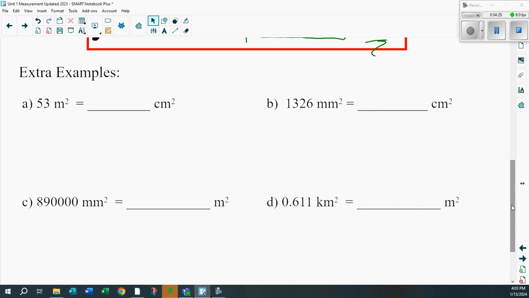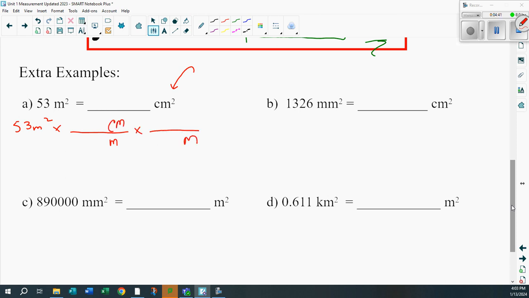Let's go and do this one. All right, here we go. Watch this. You ready? 53 meters squared. So again, now look what we're converting to. We're converting to centimeters. So to get rid of the meters squared, you don't just do it once, you do it twice. On top, centimeters. On top, centimeters. There it is.